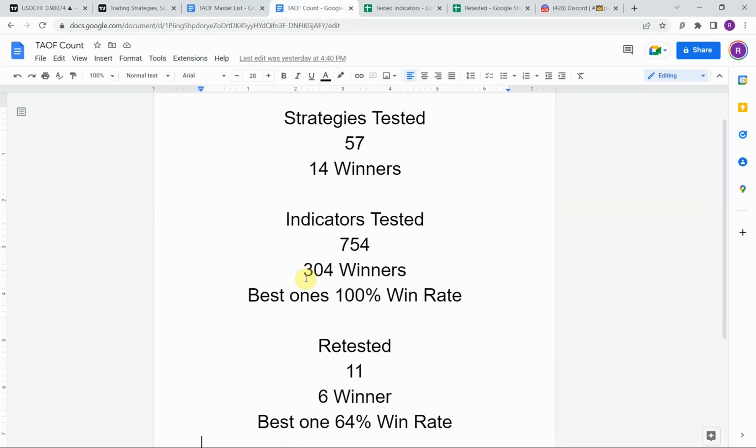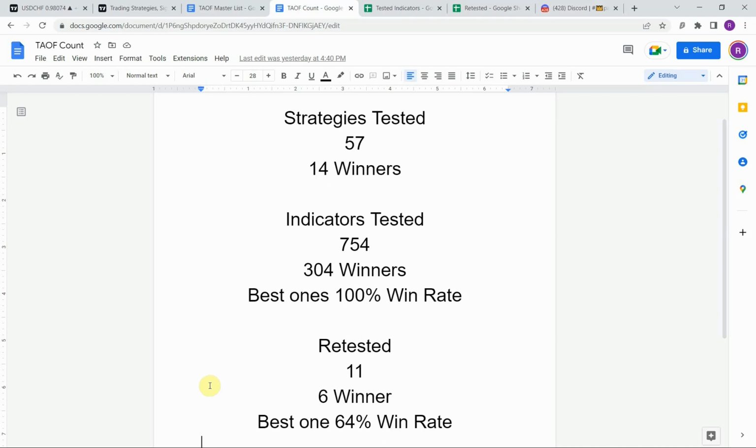So to date, we have tested a total of 57 strategies, with 14 of them being profitable. We've also tested a total of 754 indicators, with 304 of them being winners. The best ones so far were able to achieve a 100% win rate. Now you need to go back and watch those videos to understand the context of how they were able to achieve that. So go back and watch those videos and see what you can get out of those winning indicators.